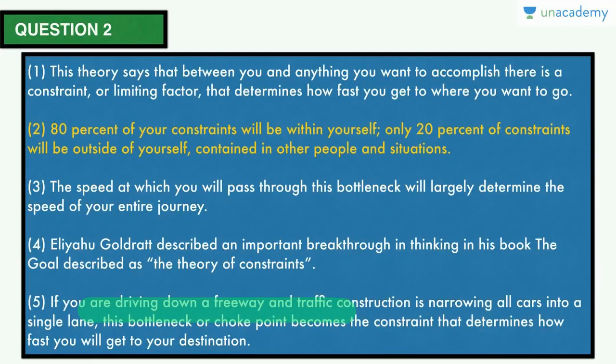terms in sentence number 5, that if you're driving down a freeway and traffic construction is narrowing all cars into a single lane, this bottleneck or a choke point, so now this is how you've described the bottleneck, becomes the constraint, determines how fast you will get to your destination. So this is the conclusion, that the speed at which you will pass through this bottleneck will largely determine the speed of your entire journey. Clearly sentence 3 logically follows sentence 5, so sentence 2 will be the excluded one. So this is it on odd one out or sentence exclusion.